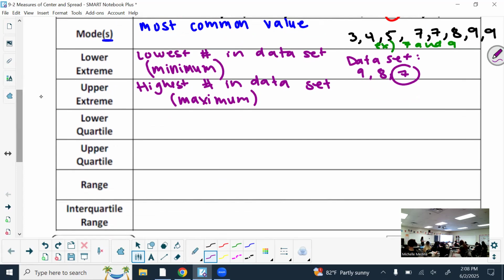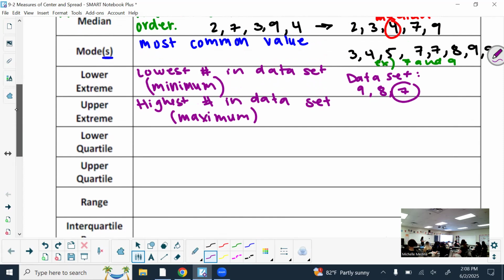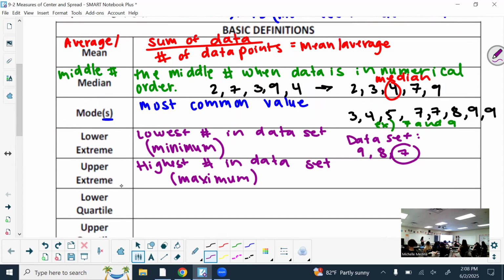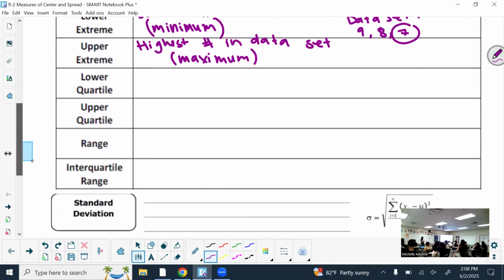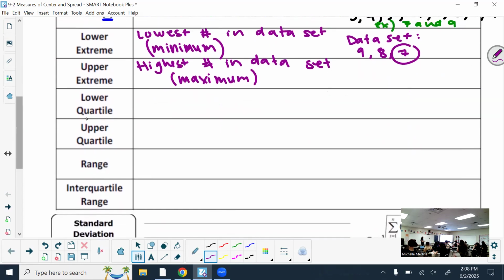Now these last 5, I expected you to at least tell me the first time. I wouldn't necessarily expect you to remember the definition of each. But things like interquartile range and standard deviation were talked about a lot last year, so I would expect you to at least be able to tell me something about those. Does anybody have anything for those last 5 on the list? Yes? It's on my graph.